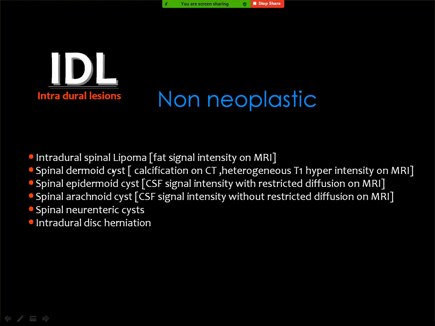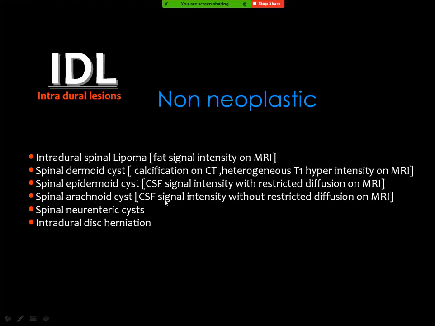And the three important lesions occur anywhere in the body together, meaning that if this place can be the seat of arachnoid cyst, it can also be the seat for epidermoid and the dermoid cyst. Then this intradural space can be the seat of dermoid, it can be the seat of epidermoid, and it can be the seat of arachnoid cyst.